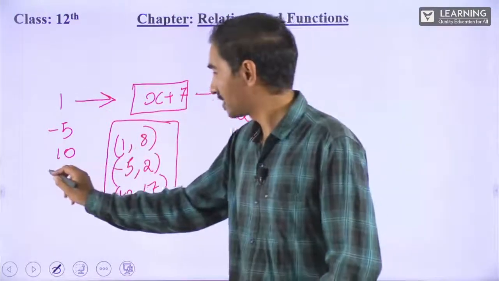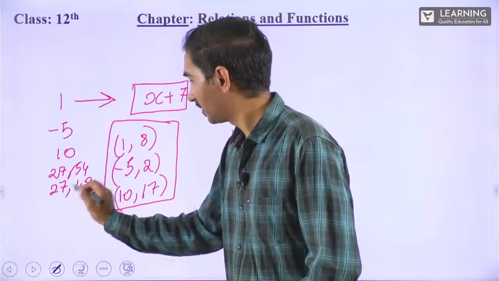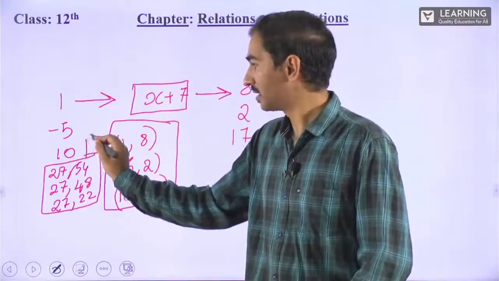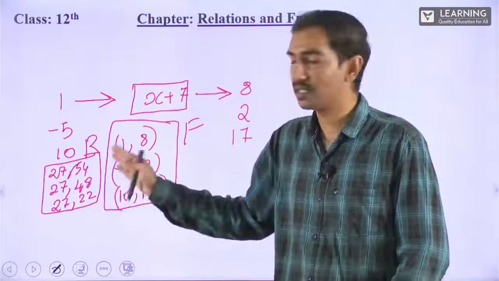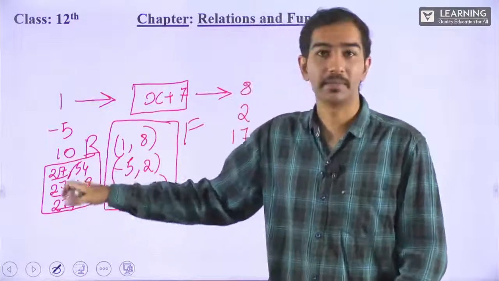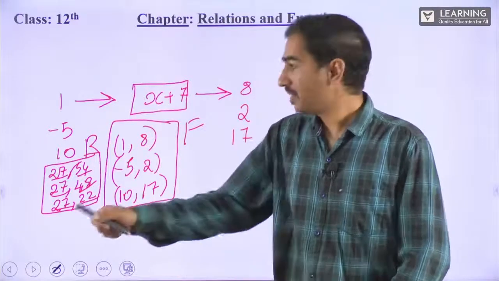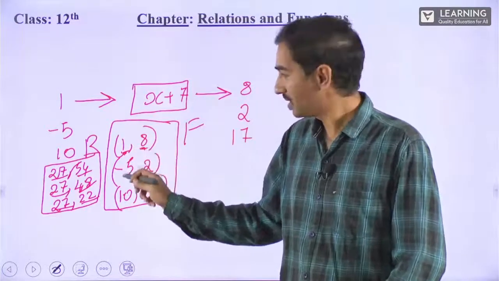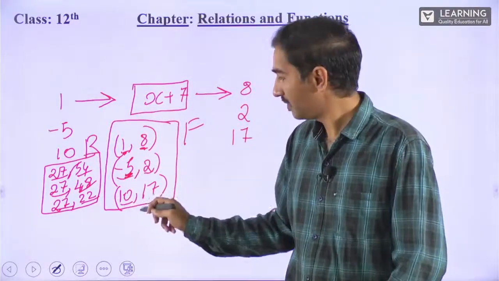What was before this, students? I'll write here 27, 54, 27, 48, 27, 22. These are relations and these are functions. What is the difference, students? Can you spot any difference between relations and functions? Understand, in relations, x is the same and y values are changing. See, 54, 48, 22. But when we come to functions, if x is equal to 1, then y will be equal to 8. If x is equal to minus 5, y will be equal to plus 2. And if x is equal to 10, y will be equal to 17.